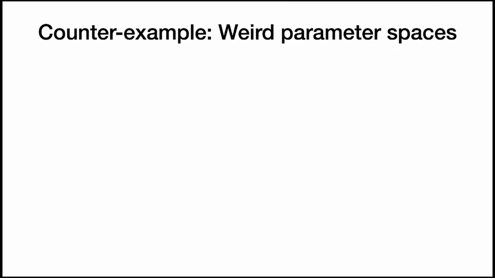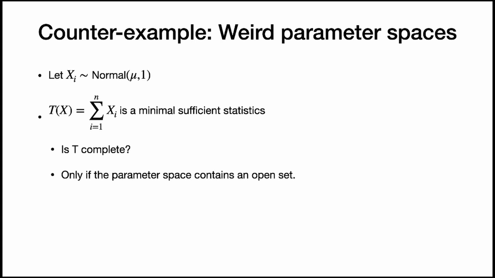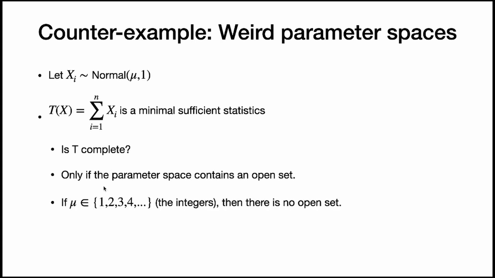Another counterexample is when we have weird parameter spaces. Okay, so let's let our xi be normal, mu with a known standard deviation, a known variance 1. And we said that if mu could be any number in the real numbers, that the sum would be complete, right? It's sufficient and it would also be complete. But what if our parameter space doesn't contain an open set? What if mu, we know, can only be an integer, right? Maybe positive integers or negative integers or 0. But if that's true, there is no open set, right? This is just discrete numbers on a number line. There is no interval that is possible, right?